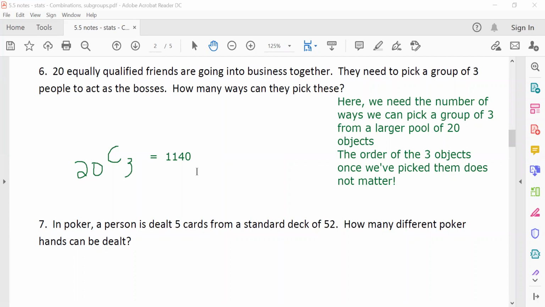There's 1,140 different groups of 3 we can make from a larger pool of 20. And then once you have the group of 3, you don't care about rearranging them. The number earlier was much larger than that. It was over 6,000 because we cared about the ways we could arrange the 3 people. But here we don't.